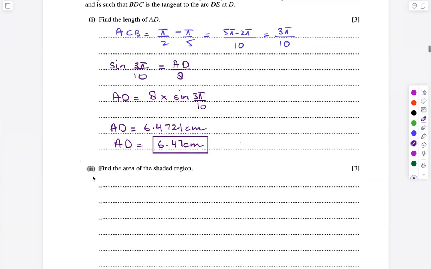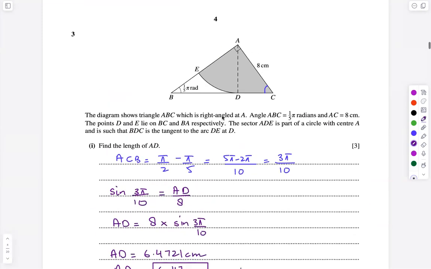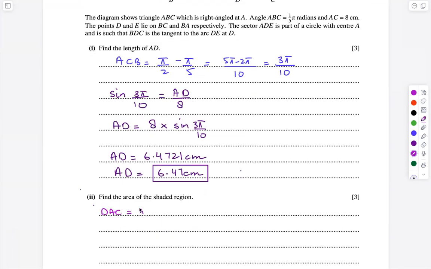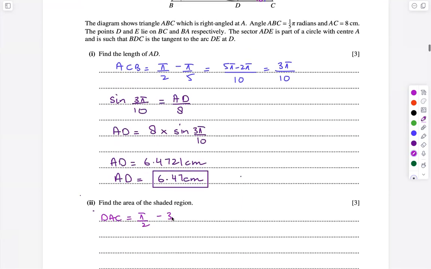In part 2, we have to find the area of the shaded region. Now, the shaded region basically consists of the sector AED and the triangle ADC. To find the area of the sector, we apply the formula half r squared theta. For that, we will need this angle, and the radius will be the length of AD, which we already know, which is 6.47. As this angle was 3π/10 in the previous part, first we can find angle DAC. Angle DAC is equal to π/2 minus 3π/10. Taking the LCM, that becomes 5π minus 3π over 10, which is equal to 2π/10 or π/5.